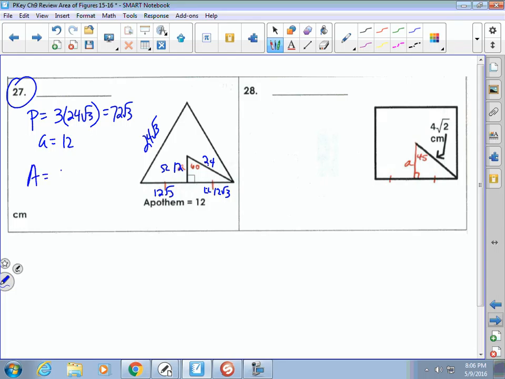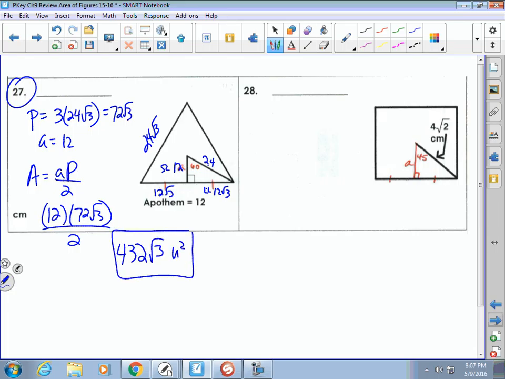So now we can do A equals a times p divided by 2, which is 12 times my 72 root 3 divided by 2. And that ends up coming to be 432 root 3 units squared. Okay? Keep your radicals in your answer.